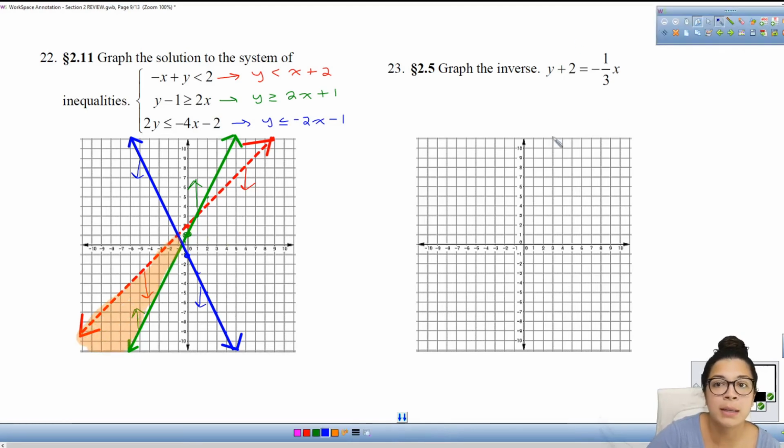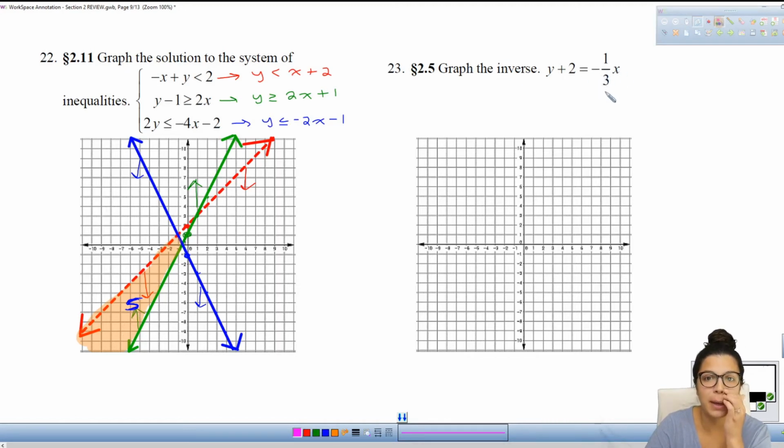And we can pop an S on there for the solution area. Okay. Let's move on to 23. So on 23, we need to graph the inverse of this equation. Okay, so first let's go ahead and find the equation of the inverse.